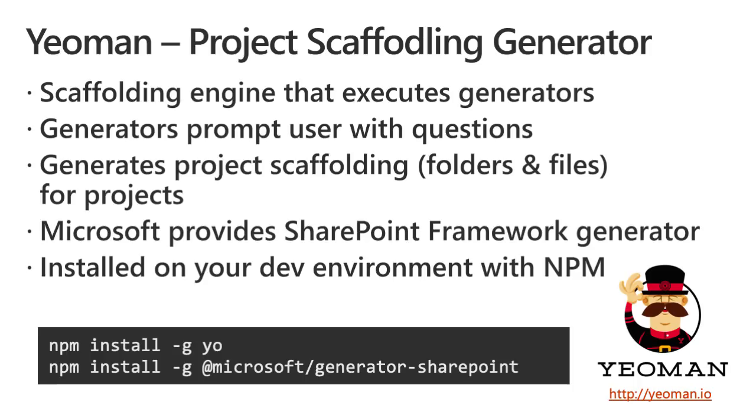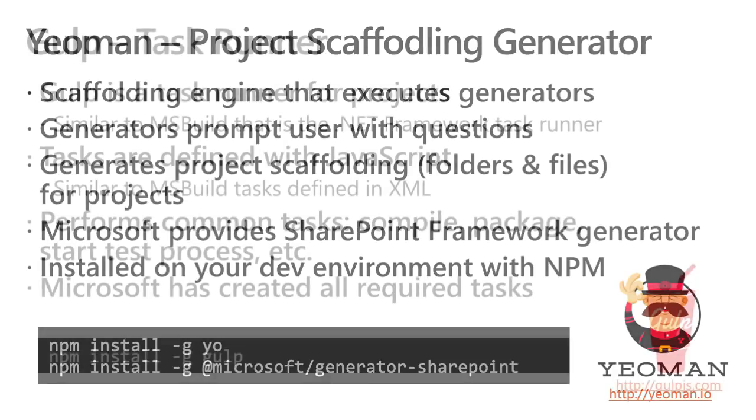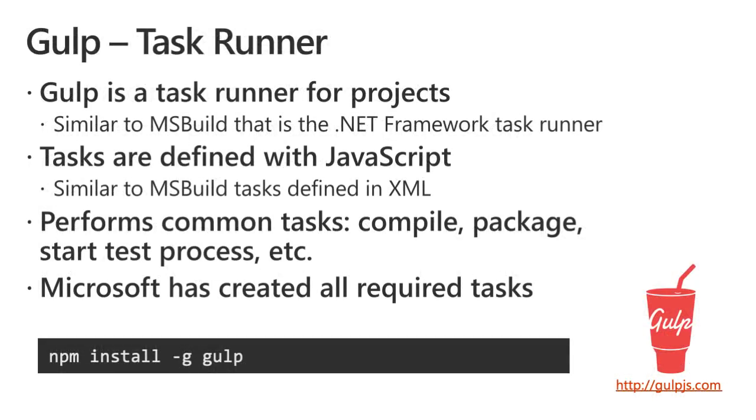This is something that you're going to have to install, as well as the SharePoint Framework generator, as you see there on the slide. Gulp is a task runner, and this is the thing that's going to replace what we call MS-build that we use for the .NET Framework. We define tasks using JavaScript, and this is going to allow us to have repeatable processes that are just going to be given a name and say, go run this name. So for example, doing things like saying compile or package, or starting a testing process.